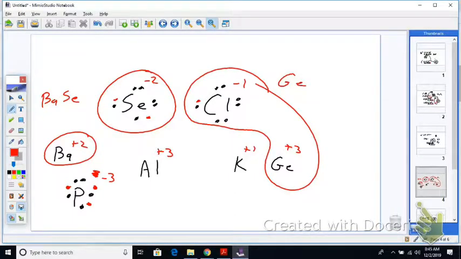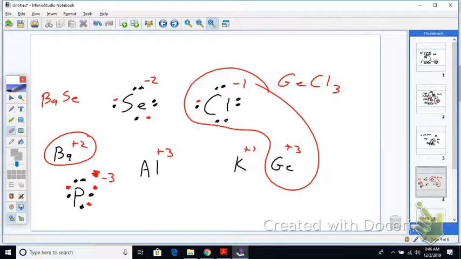And 3 chlorines. Chlorine's got to match the charge of germanium. So I got to have 3 of these to match that plus 3. So it'd be GeCl3. Does that make sense? A little bit. Basically it's just switching the numbers, right? You can think of it that way. If you think of it that way and know the reasons why, you can do that.